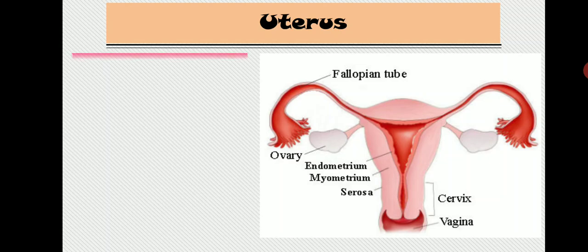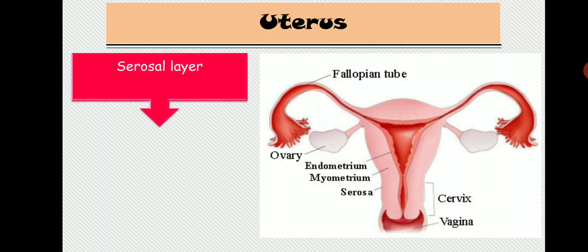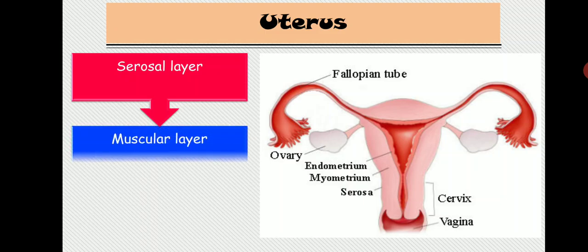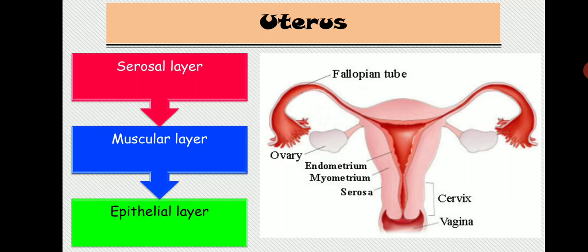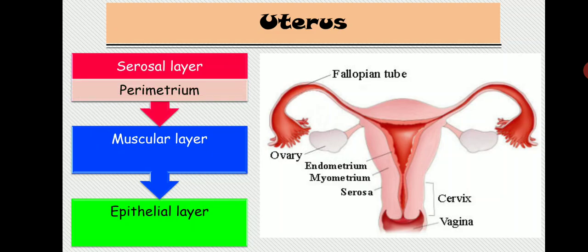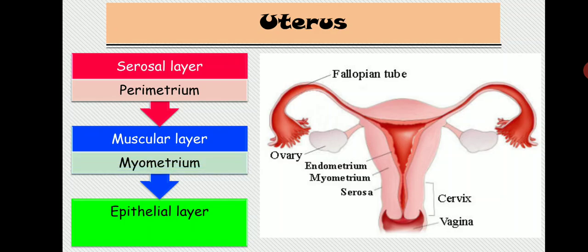From the outermost there is a serosa, known as the serosal layer. Inside the serosal layer there is a muscular layer, and inside the muscular layer, obviously, the epithelial layer. The serosal layer is most of the time known as the perimetrium. The muscular layer is known as the myometrium. The contraction of the uterus is because of this myometrium. And the last one, the epithelial layer, is known as the endometrium.